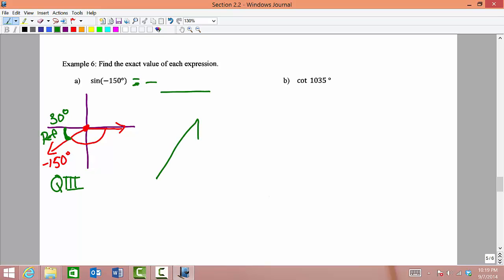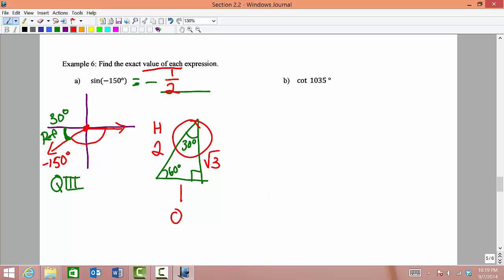So we can draw our special triangle, and we can work from the perspective of 30 degrees. So here's 30 degrees. And we're working from the perspective of our 30-degree angle. This would be 1, 2, square root of 3. So the sine value would be opposite over hypotenuse, so that would be 1/2. So the sine value of negative 150 degrees would be negative 1/2.